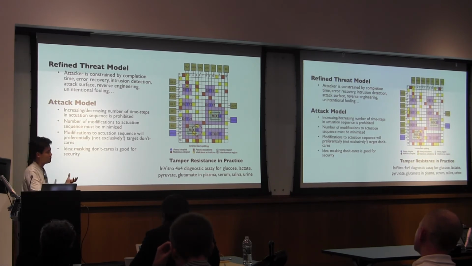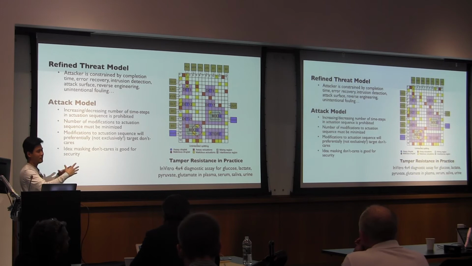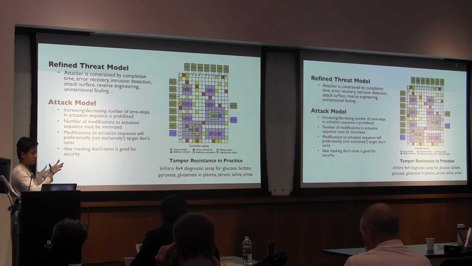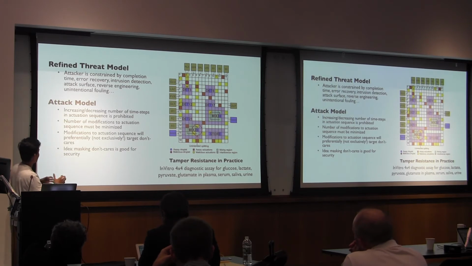In practice, they're going to be limited by some things, such as maybe we know just approximately how long the assay should execute, so you can't do something that's like arbitrarily long. There may be some error recovery system in place. We may have implemented intrusion detection if we're already thinking about security. And maybe the reverse engineering capabilities are hampered by some type of obfuscation layer. So there's a lot of things that actually make it hard for an attacker to do whatever they want. But one thing that we want to focus on is the pin mapping, okay?